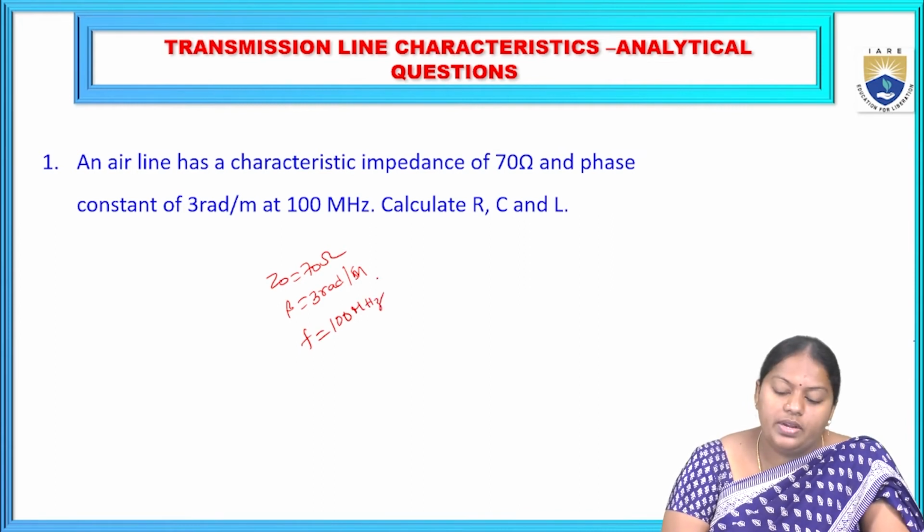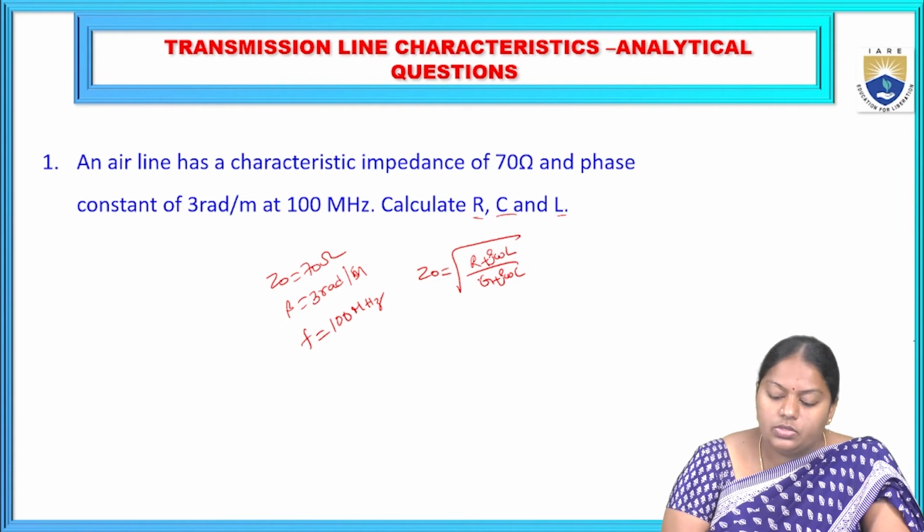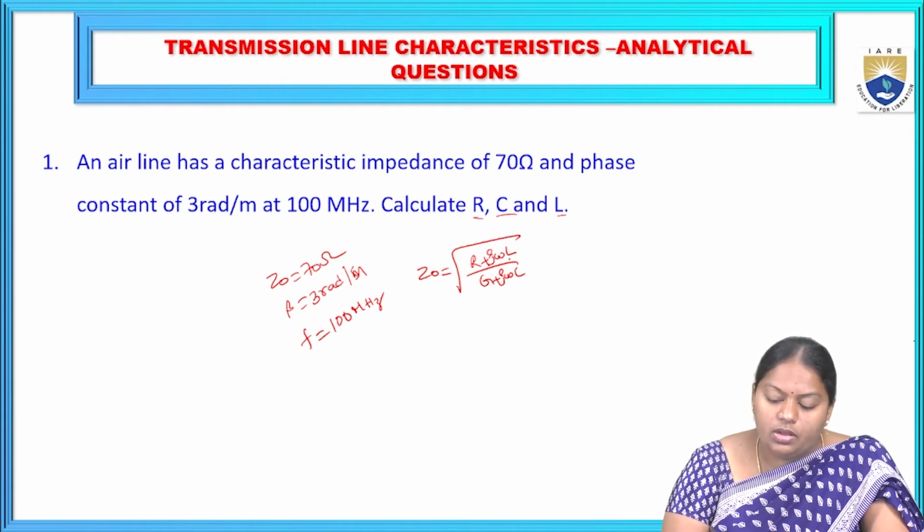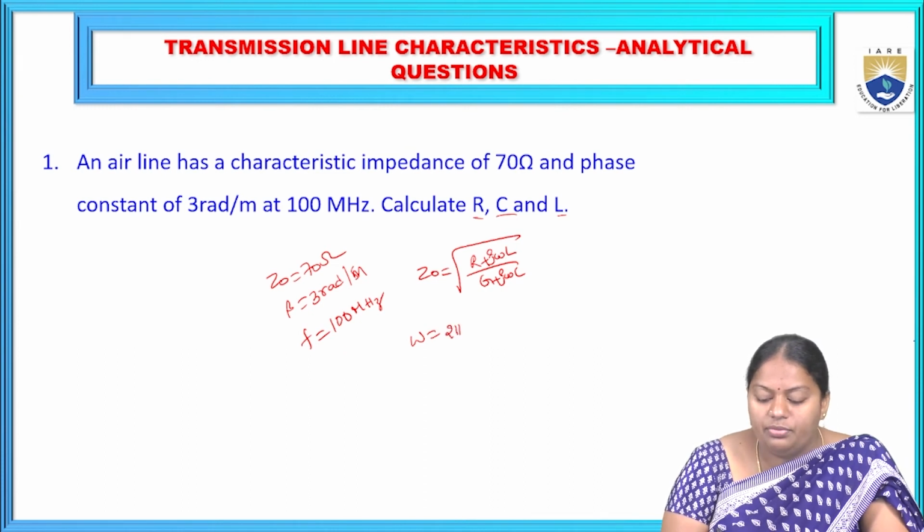Right? So to calculate the values of R, C, L, first we need to write the Z0 formula as root over (R plus j omega L) by (G plus j omega C). Right? So in that we want to consider here R, C, L. These are unknown parameters. Along with the omega, we use the given frequency as omega equal to 2 pi f.